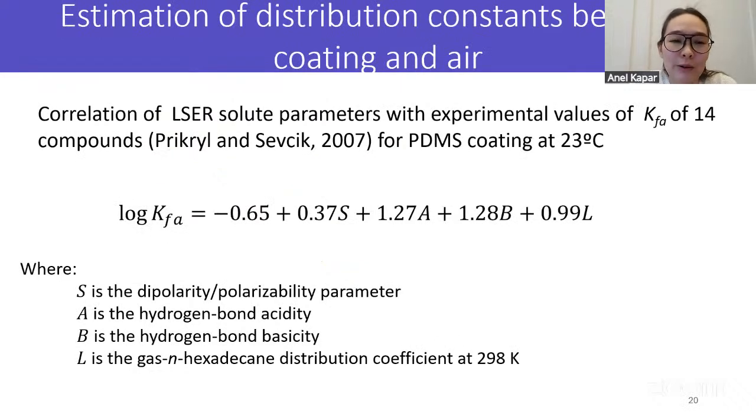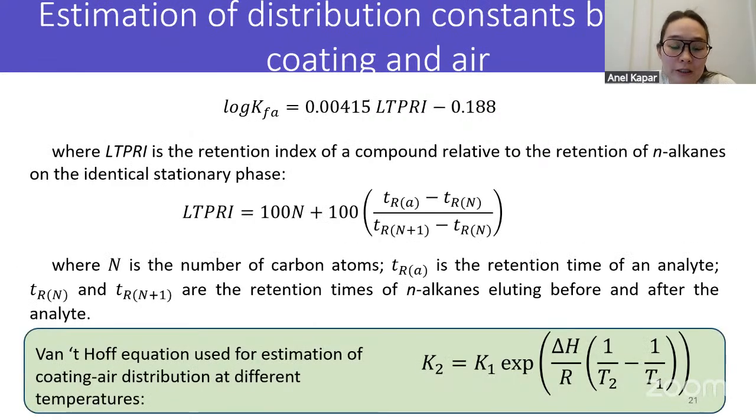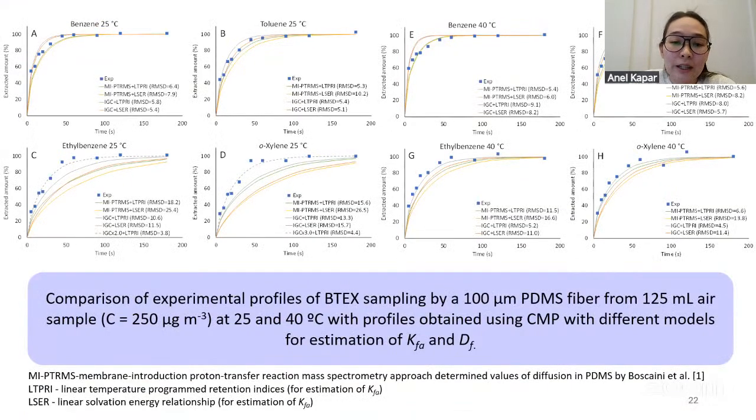For estimation of the distribution coefficient between fiber and air, two approaches were used: linear solvation energy relationship and linear temperature-programmed retention indices. And for estimation of the temperature dependence of the distribution constant, the van 't Hoff equation was used in the model. Different combinations of proposed methods were simulated to describe the extraction process, and to validate this result, experimental SPME profiles were obtained using a gas sampling bulb with PDMS coating at 25 and 40 degrees.